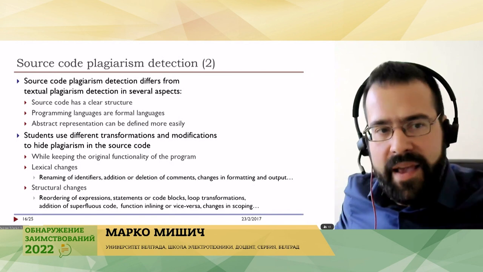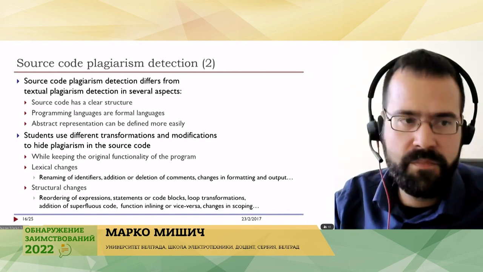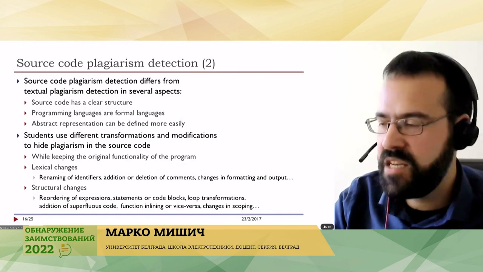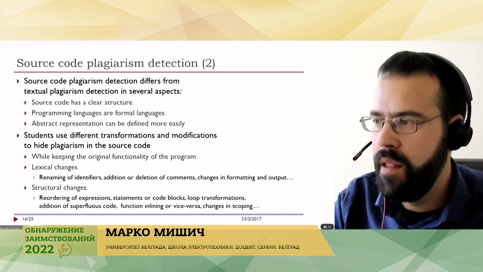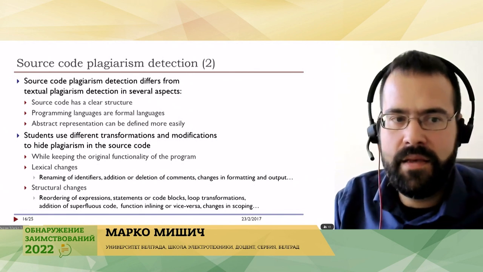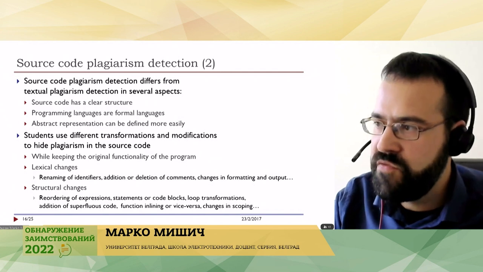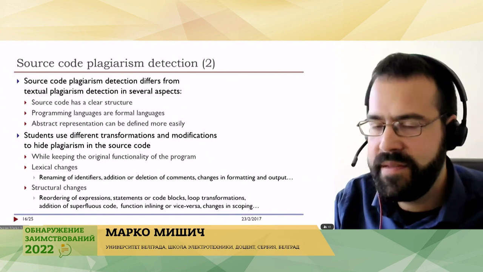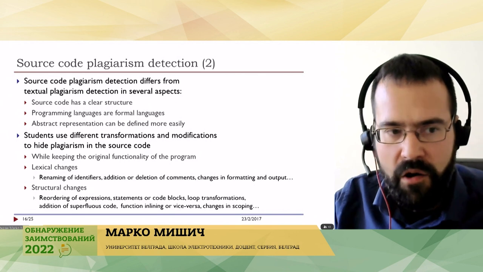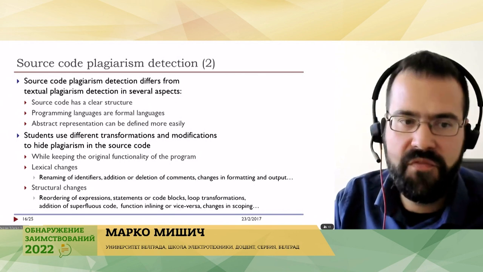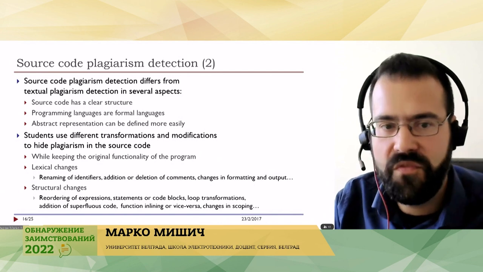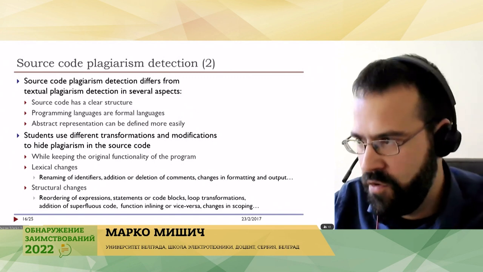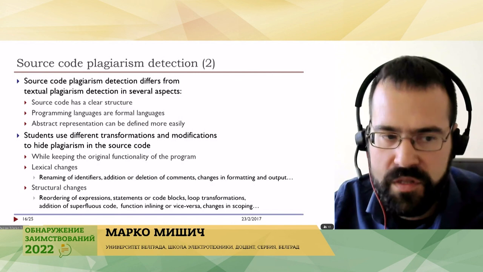Of course, source code plagiarism detection differs from textual plagiarism detection in several aspects. First of all, source code has a clear structure, as programming languages are formal languages, and it's much easier to transform source code into some kind of abstract representation and then to compare that abstract representation. However, students use different techniques, transformations, and modifications to hide plagiarism in source code while keeping the original functionality of the program, which is, of course, important.